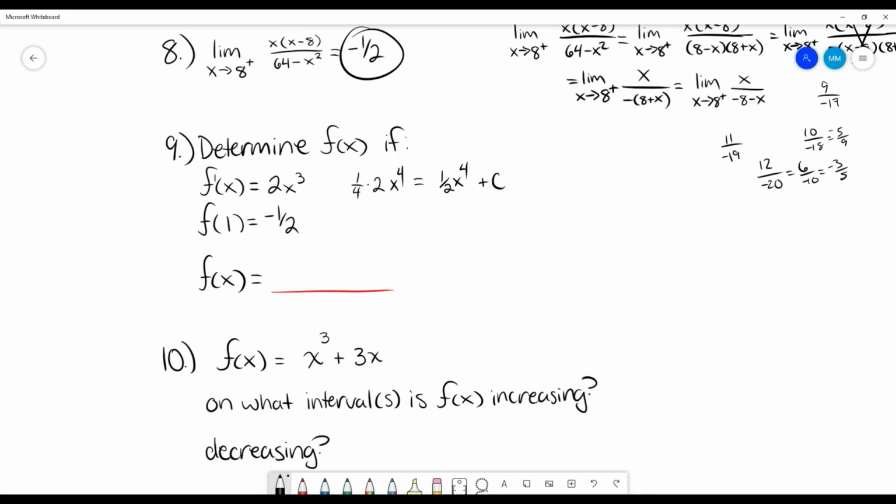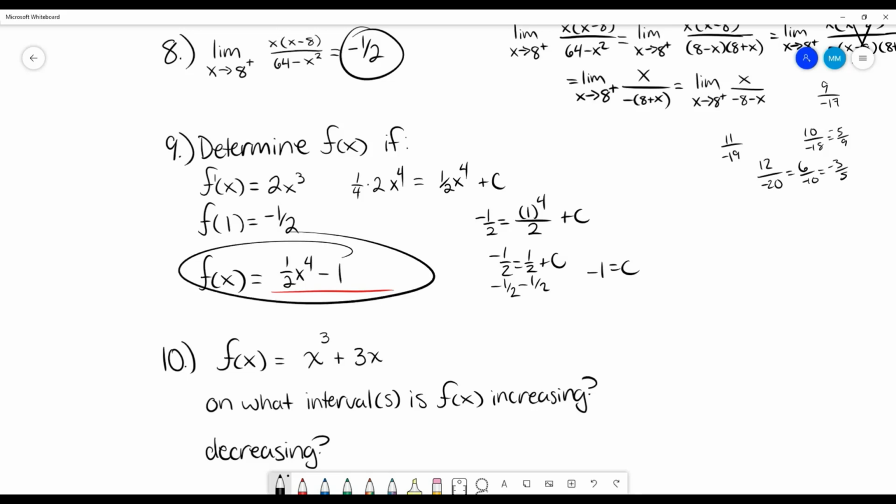I know f of 1 equals negative 1/2. So I know negative 1/2 equals 1 to the 4th over 2, right? Because this times that, plus c. So negative 1/2 equals 1/2 plus c. If I move that over, I get negative 1 equals c. Therefore, f of x equals 1/2 x to the 4th plus negative 1, or just minus 1.